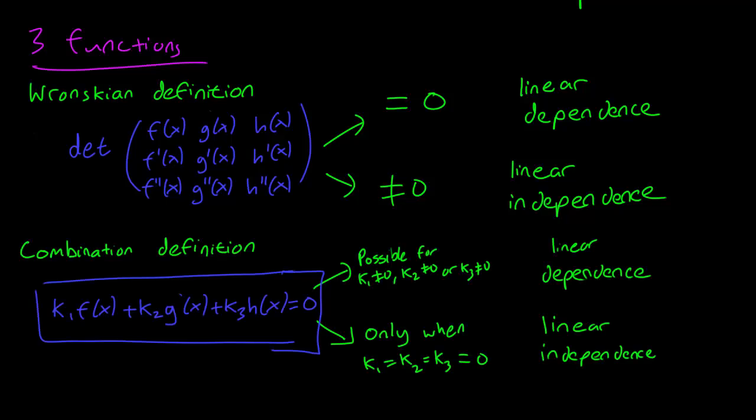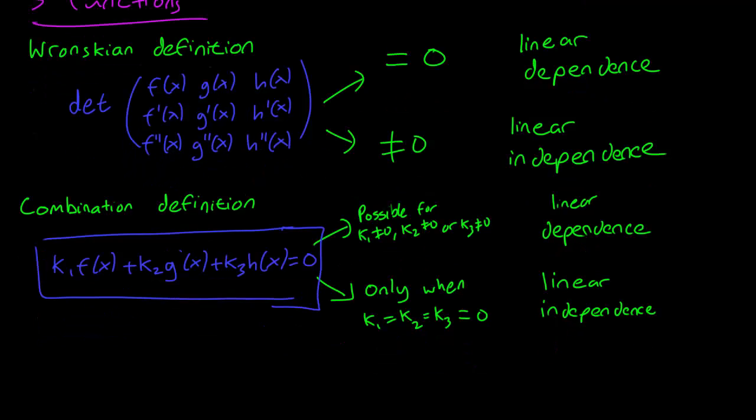The second definition is this combination definition, or linear combination definition. A linear combination of three functions is simply this, that you multiply them each by constants like k1 f, k2 g plus k3 h and add them together. If this combination is equal to 0 only when k1, k2 and k3 are all 0, then you have linear independence. But if it is possible that k1 f plus k2 g plus k3 h equals 0, even for k1, k2 or k3 non-zero, then you have linear dependence.